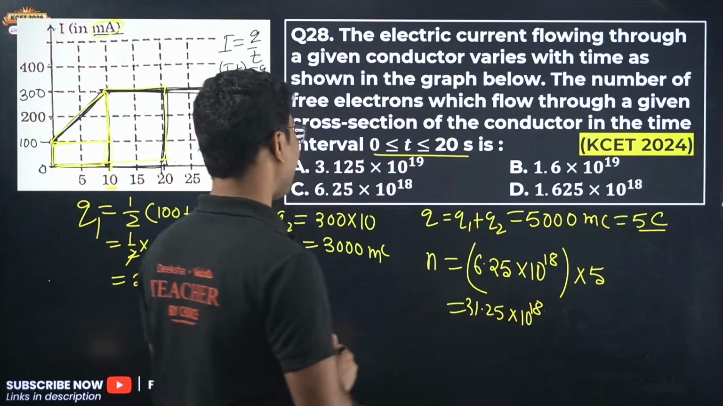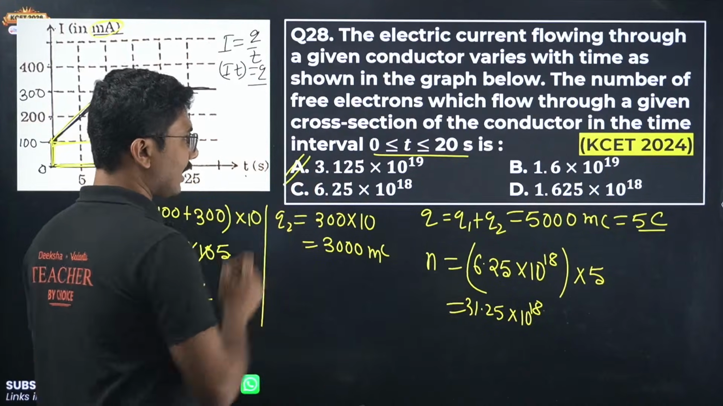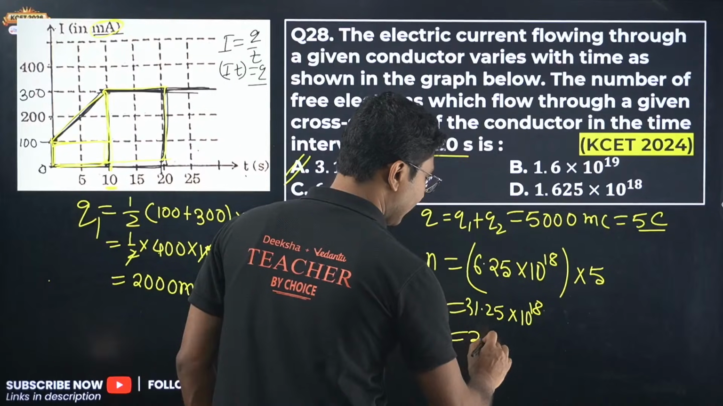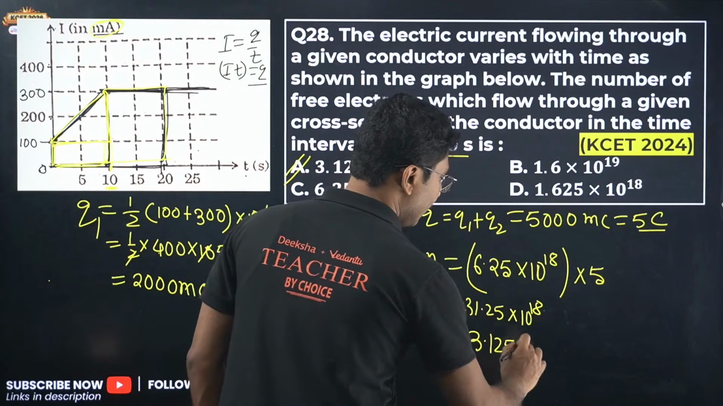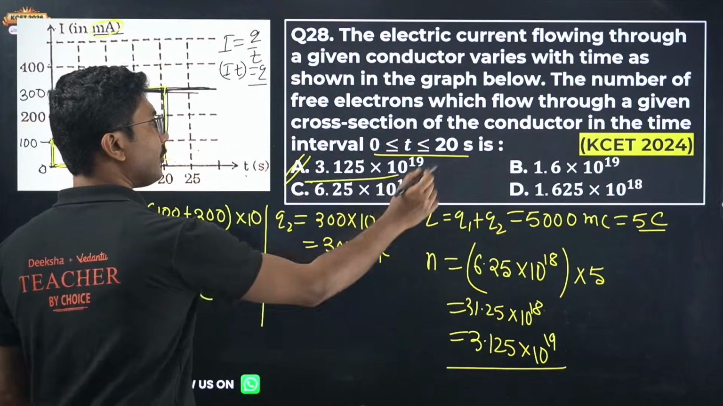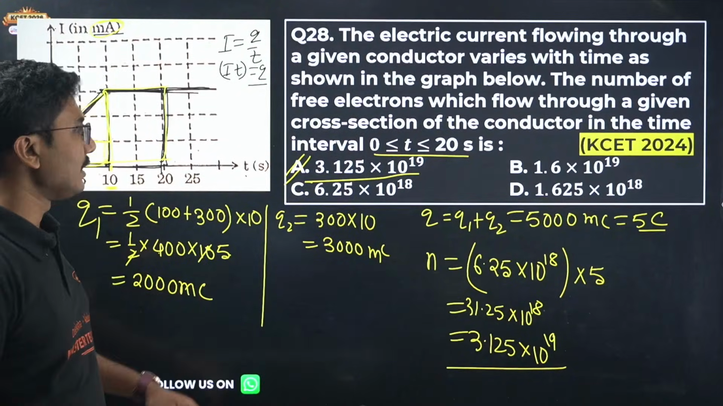Now let's find the answer. If you see that, the correct answer is option A. If you take one decimal out, you will get 3.125 into 10 to the power of 19. So 3.125 into 10 to the power of 19 is the answer.